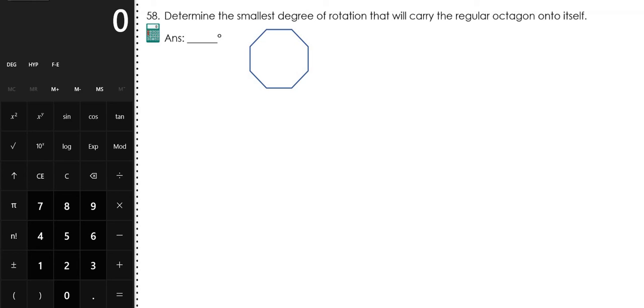Number 58. Determine the smallest degree of rotation that will carry the regular octagon onto itself. Okay, so we're looking for the smallest degree of rotation, also known as the increment of rotation, that will carry the octagon onto itself. It's important that they told us this is a regular octagon. If it wasn't regular, we wouldn't be able to do what we're about to do. And for the octagon, that means we have 8 sides.